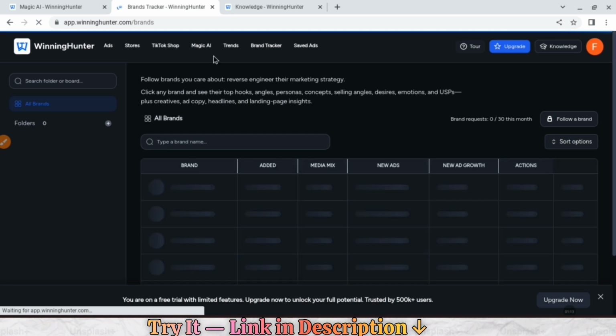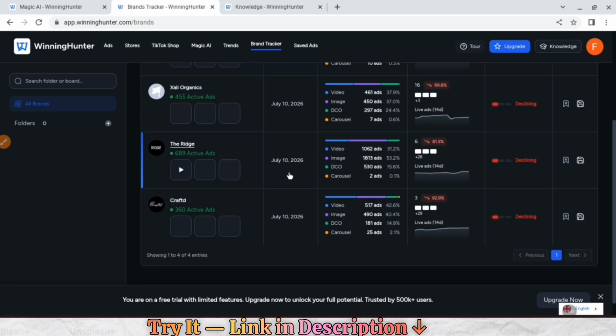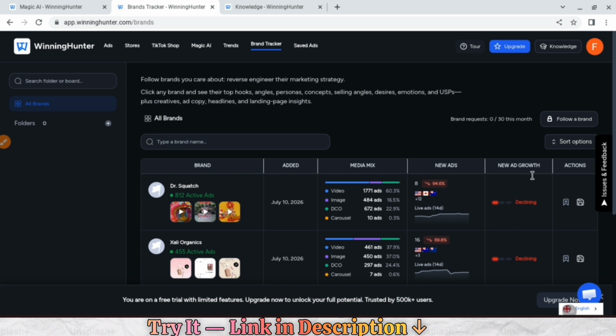You can also use Brand Tracker to monitor competitors over time. It shows active adverts, the mix of videos and images, newly launched creatives, and changes in advertising activity. This can help you understand which creative formats established brands continue to test and scale.